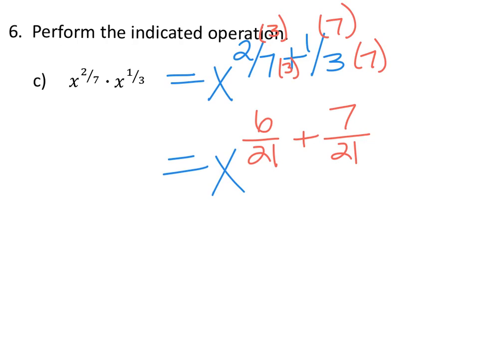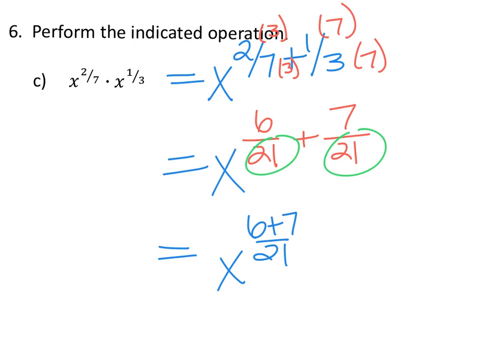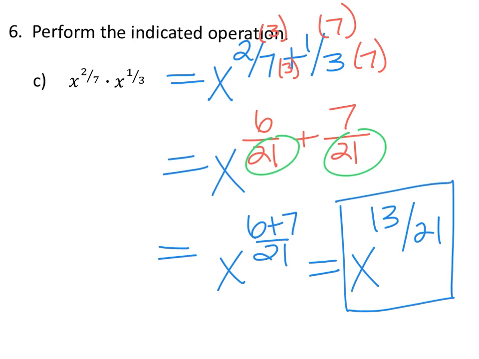Now that we have the same denominators, we're going to keep them the same, and then we're going to add the top, 6 plus 7. So we have x raised to 13/21. And since 13/21 can't be reduced further, this is our final answer.